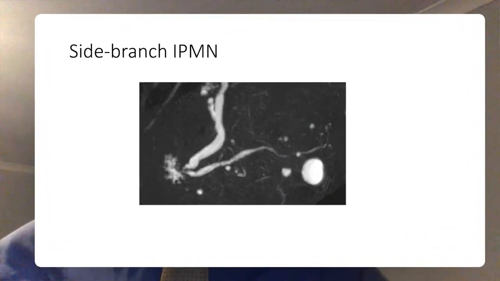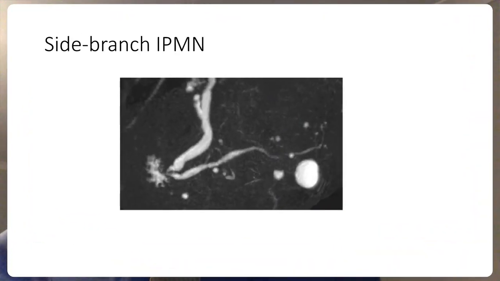Now again, side branch IPMN, the best way we see them again is on MRCP. So here we go with the pancreatic duct, and here we go with the common bile duct, and this is the duodenum. And we can see there are a few cysts, the white appearing oval and circular lesions in the substance of the pancreas away from the duct itself.